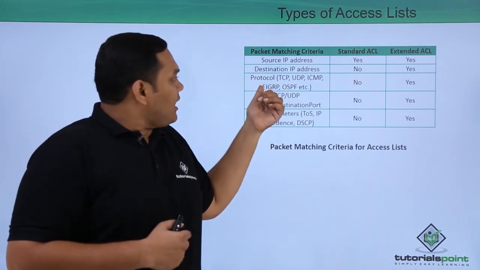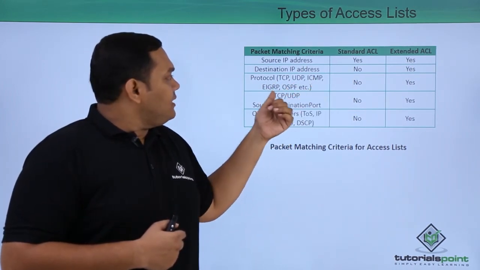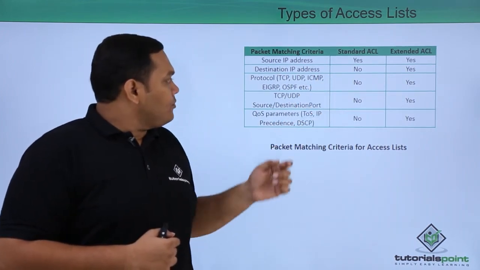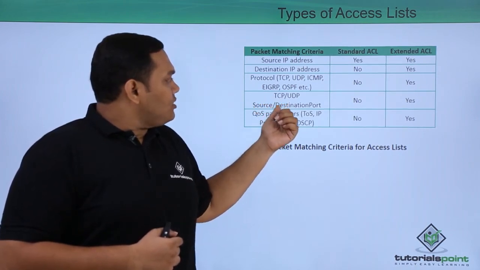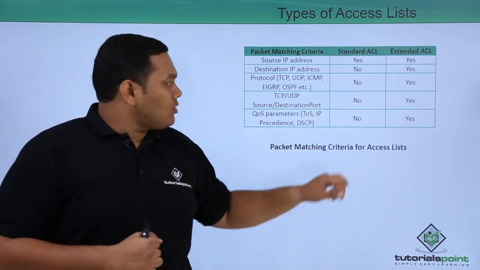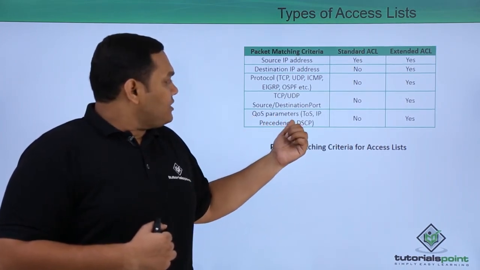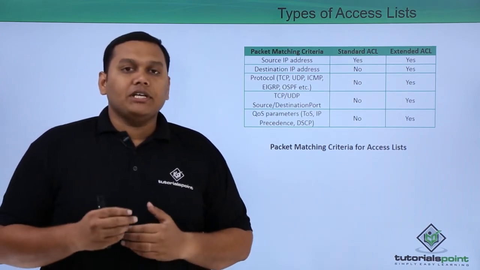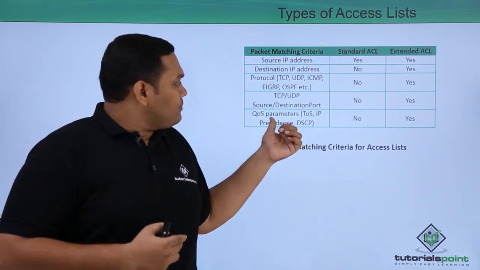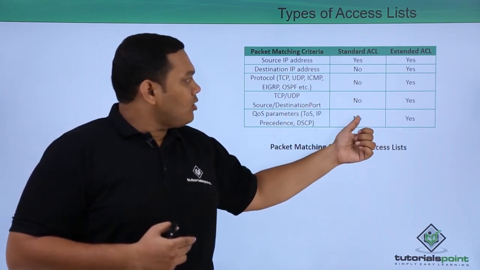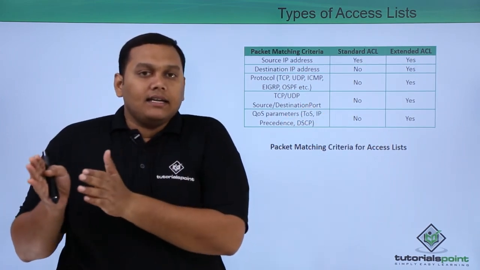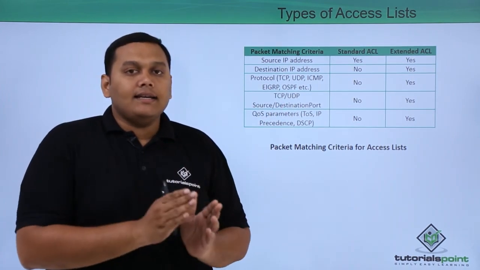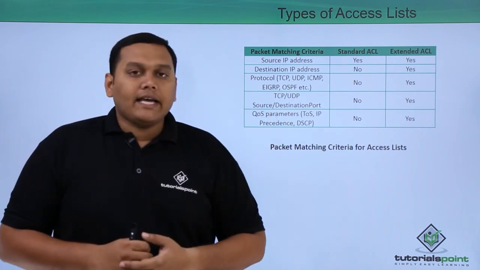Protocols used here are TCP, UDP, ICMP, EIGRP, OSPF, etc., only in extended but not in standard. TCP and UDP source and destination ports are used in extended but not in standard. QoS parameters, that means IP precedence, TOS and DSCP, which are quality of service parameters, are used only in extended but not in standard. So, this is a precise description of these criteria as well as the differences between standard and extended. This is all about the types of access list.